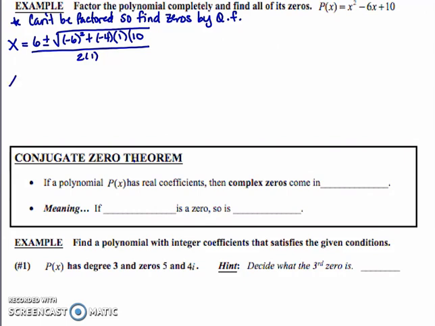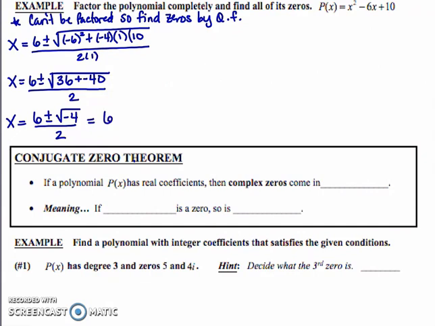So then if I simplify this, I get 6 plus or minus the square root of negative 6 squared gives me positive 36. Negative 4 times 1 times 10 is a negative 40. And this is all over 2. Continuing to simplify, 6 plus or minus, under the radical, 36 plus negative 40 gives me the square root of negative 4 over 2. Square root of negative 4 can be simplified to 2i. So I have 6 plus or minus 2i over 2.